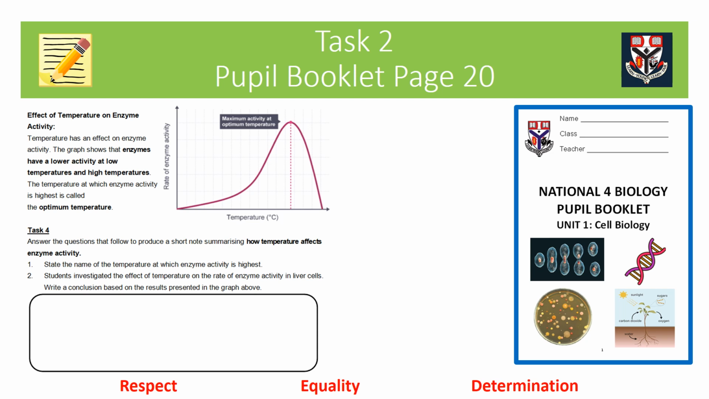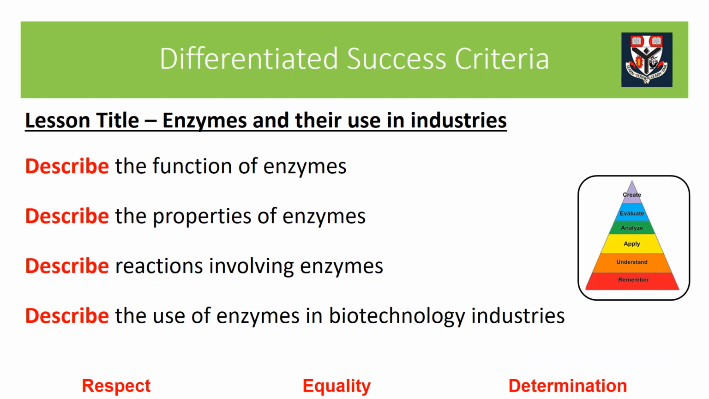You have an activity on page 20 where you've been asked to reflect upon the effect of temperature on enzyme activity. You've been asked to reflect upon the differentiated success criteria and gauge your judgment of your own learning. If there's any of these success criteria that you're still struggling with, please go back to the relevant point of this video or our previous video and make sure you're revisiting the learning.